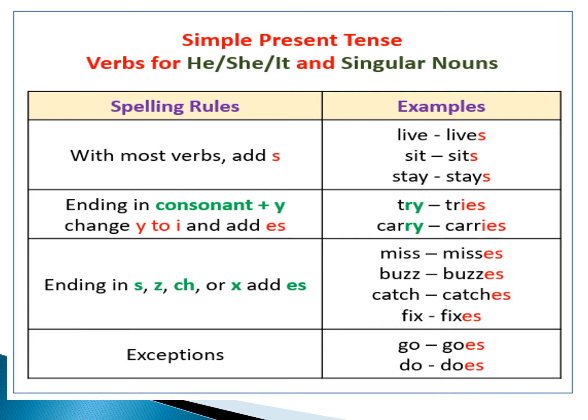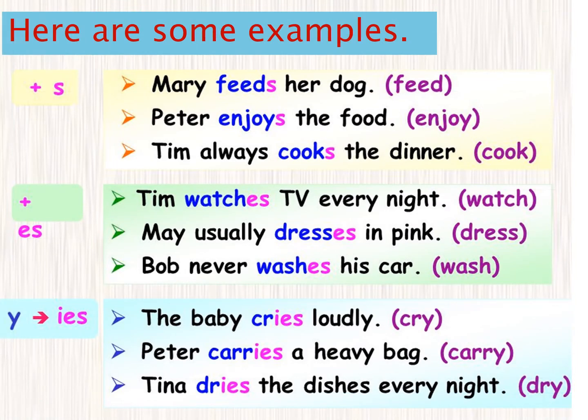There are some exceptions with go and do. In simple present tense, if the subject is he, she, it or a singular noun, we use goes and does. Here are some examples. You may go through the sentences and get an idea of these changes.